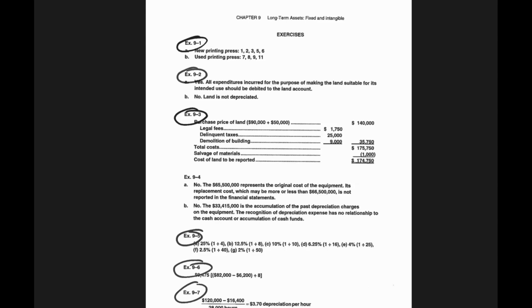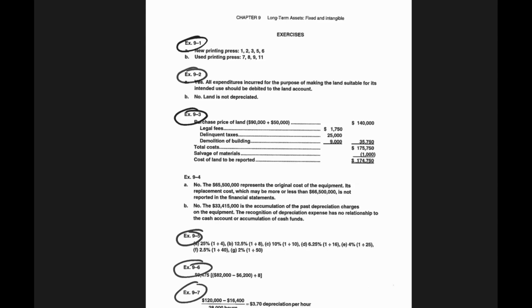Number 5, sales tax, absolutely. And number 6, that special foundation, again, yes. So all costs incurred to get that asset ready for its intended use gets capitalized. Sales tax, insurance, freight. Very similar to inventory.